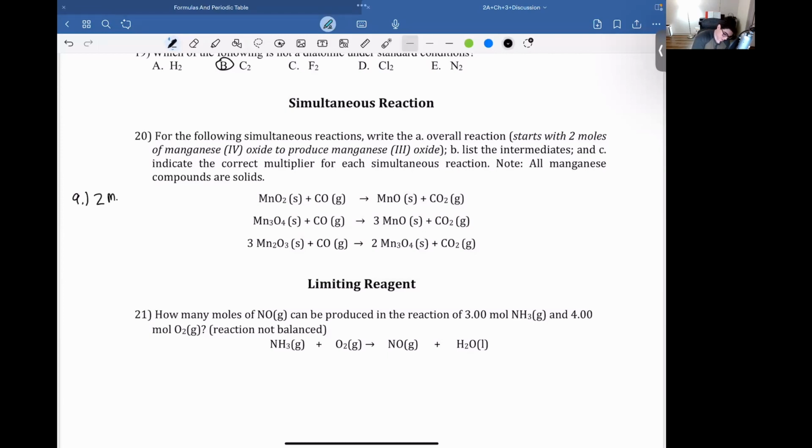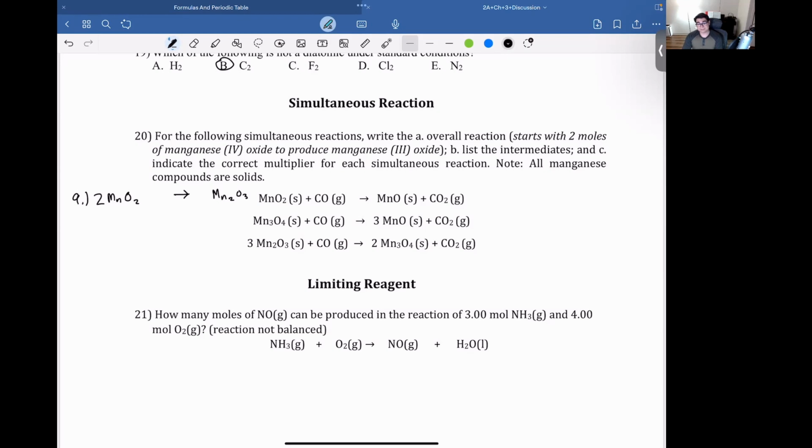with 2 MnO2. Okay. Eventually, I want Mn2O3 for manganese 3 oxide. How much? I don't know what the coefficient is, but I eventually want that.